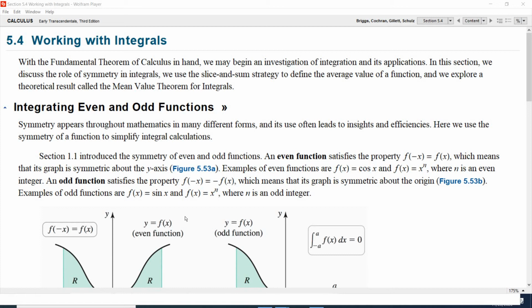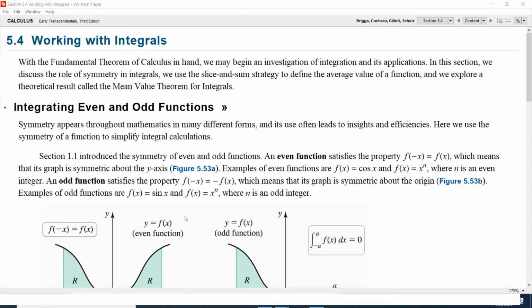Hello again. In this video, we're going to begin talking about the material from section 5.4, where we're going to go over three different topics. The first one is the role that symmetry plays in integration. The second topic is the average value of a function. And then the third topic, we're going to look at the mean value theorem for integrals. But let's start with the role that symmetry plays in integrals.